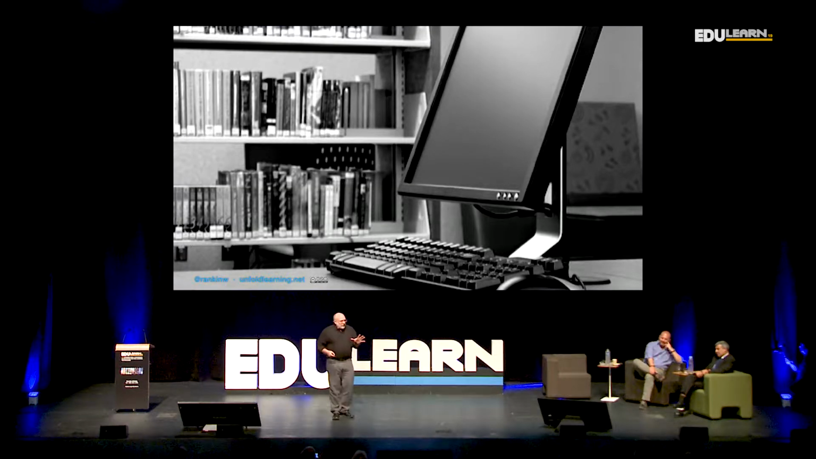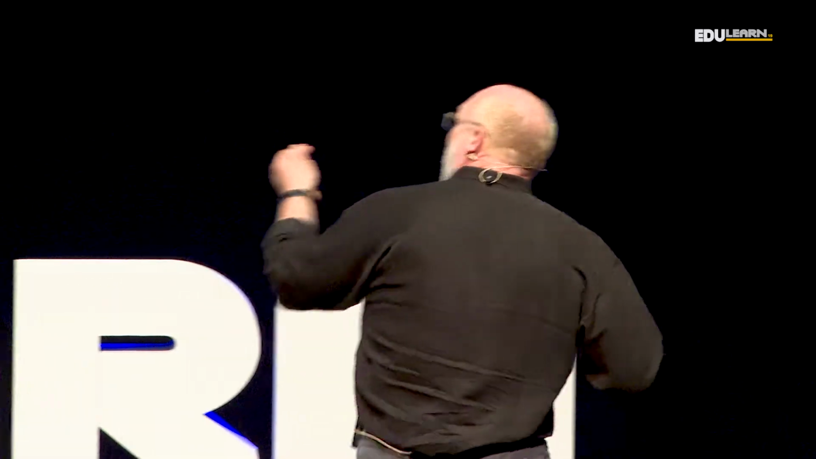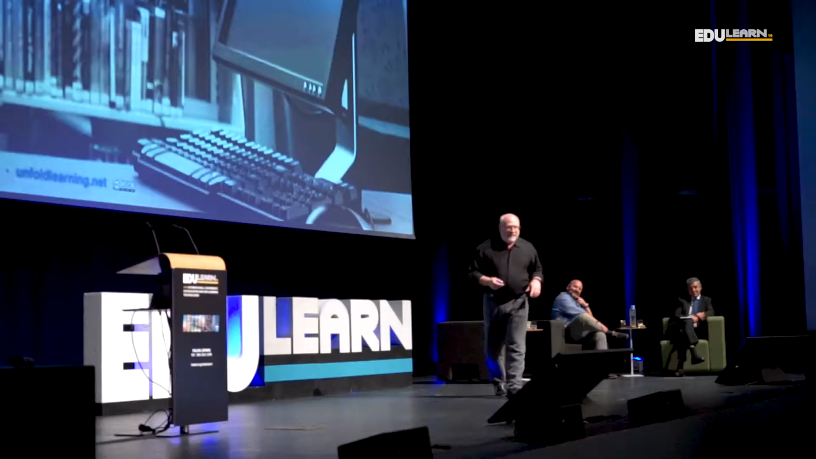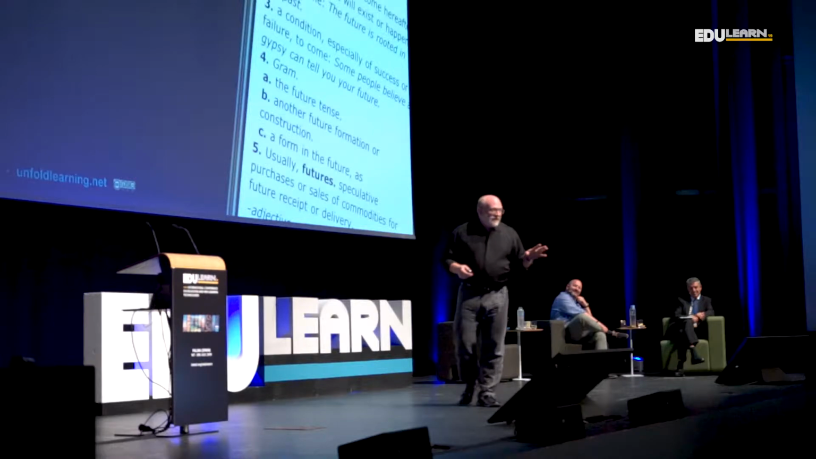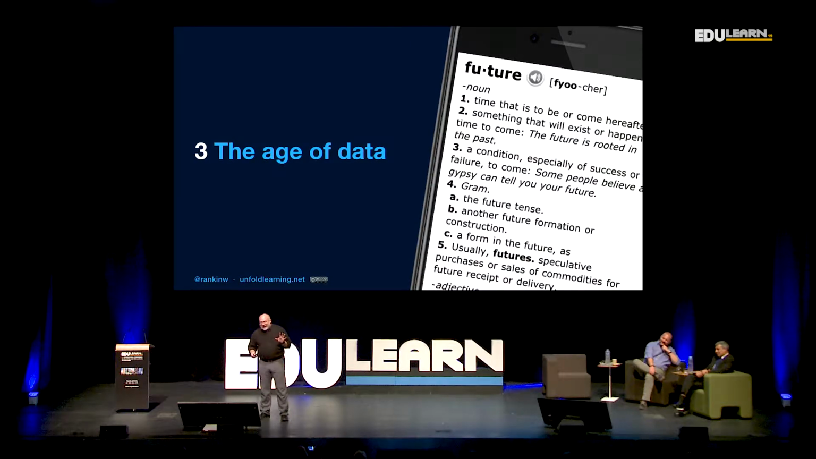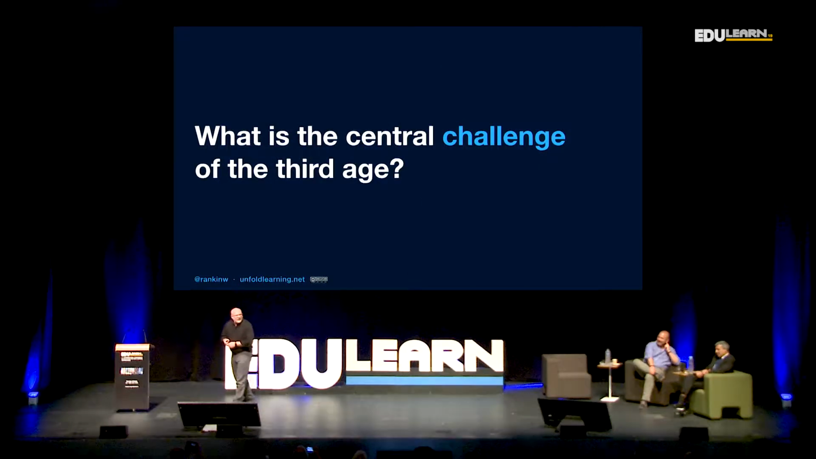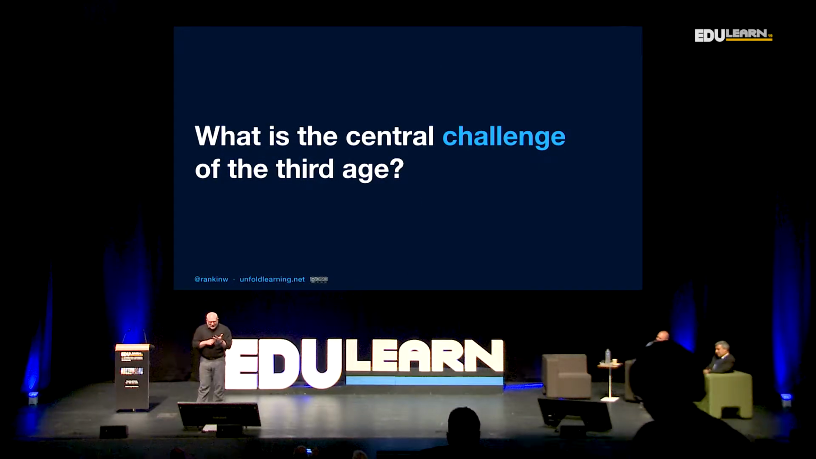Those of you old enough to remember, do you remember when the card catalog got digitized? And then you could type in a search term, although you still had to write down the numbers and then go wander around the library to find where that thing was, right? But it led to the third age, our current age, the age of data. So here's the question. The challenge of the first age is access. The challenge of the second age is finding. What's the challenge of the third age?